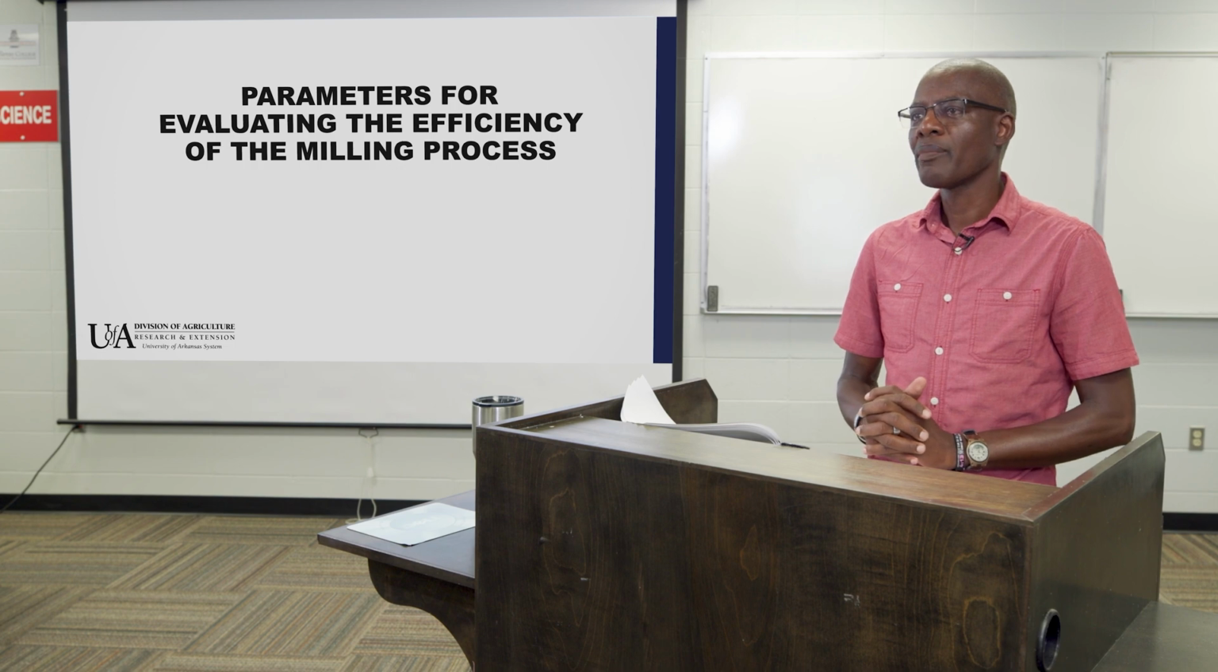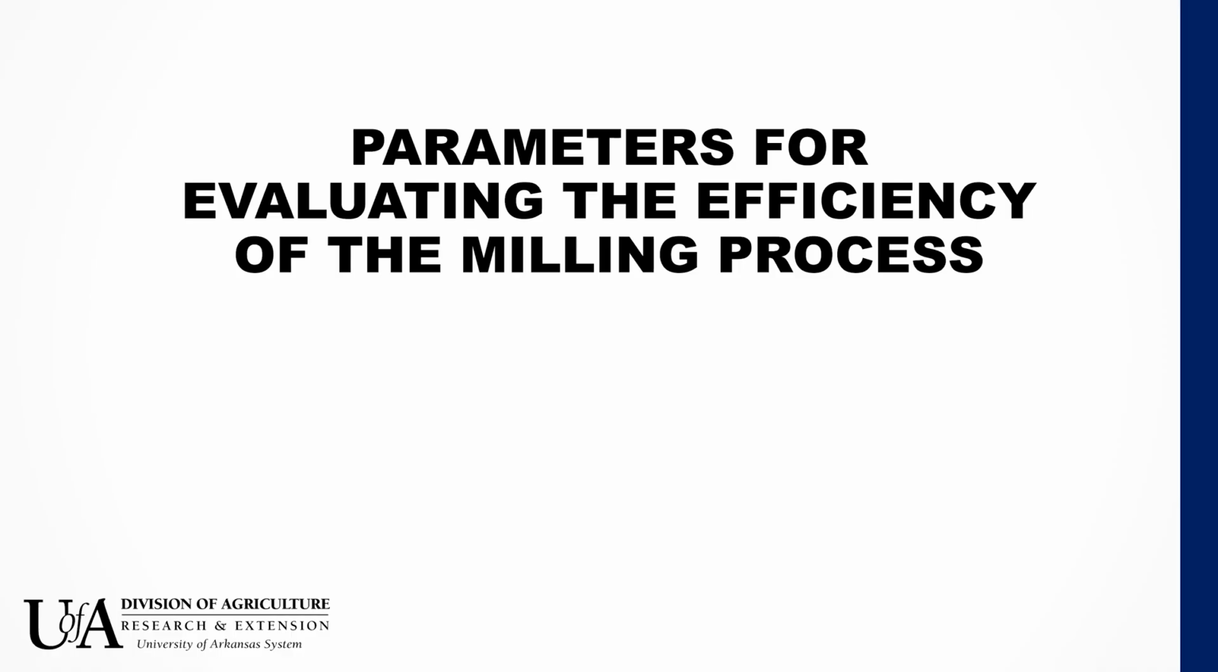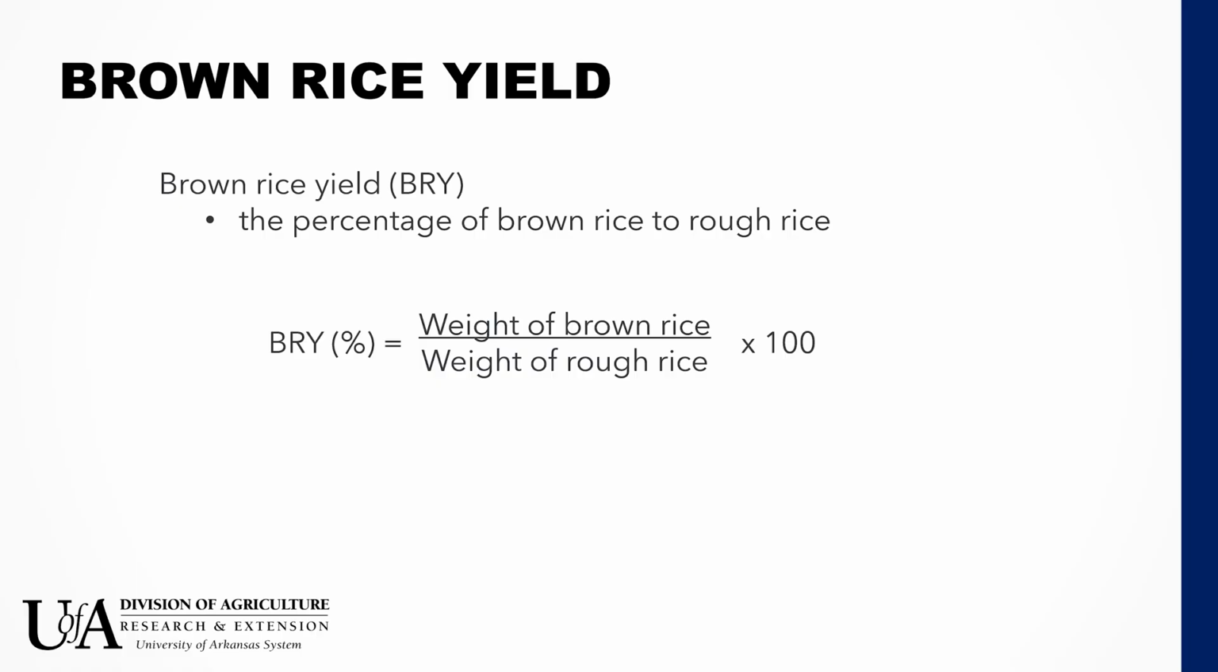We want to look at some of the parameters for evaluating the efficiency of the milling process. The first terminology here is going to be the brown rice yield. In some cases, we describe that as the brown rice recovery. It's basically the percentage of brown rice to rough rice. And the way we calculate that is get the weight of the brown rice, divide that by the weight of the rough rice, and then multiply that by 100 to get the percentage value.